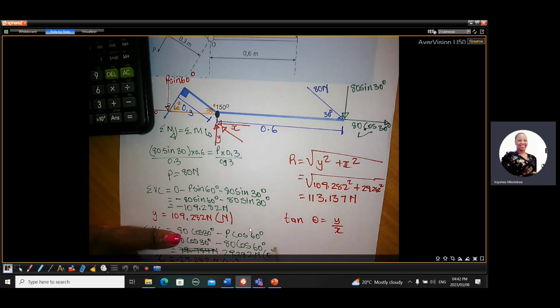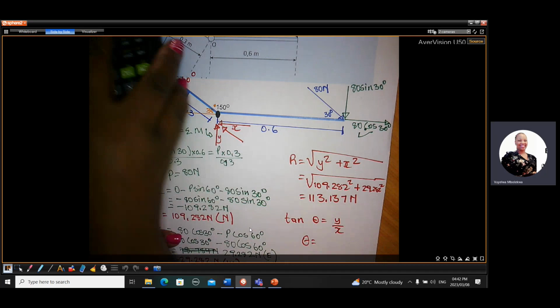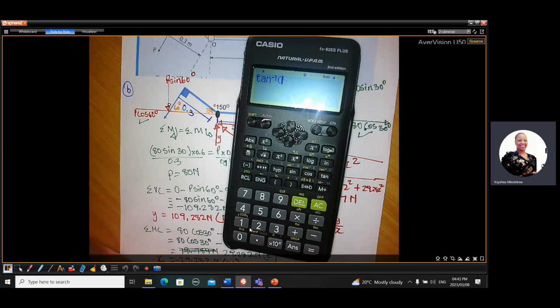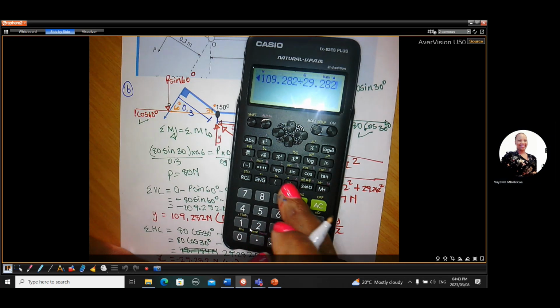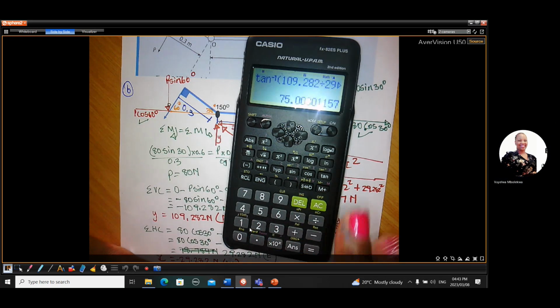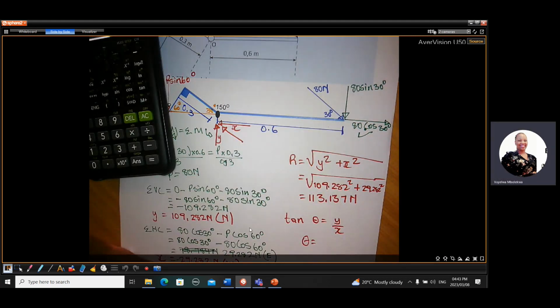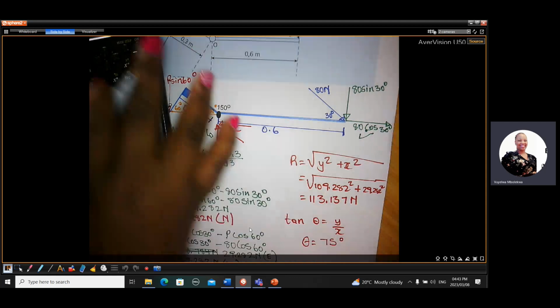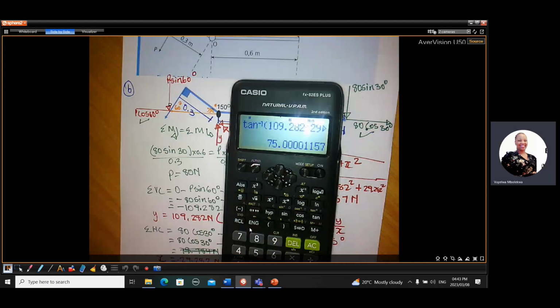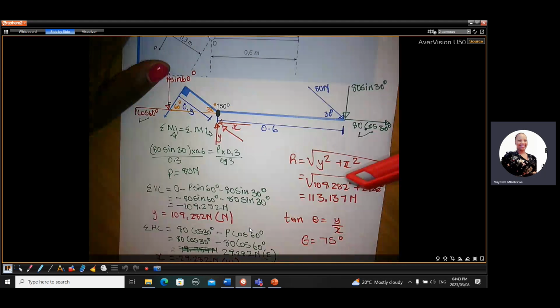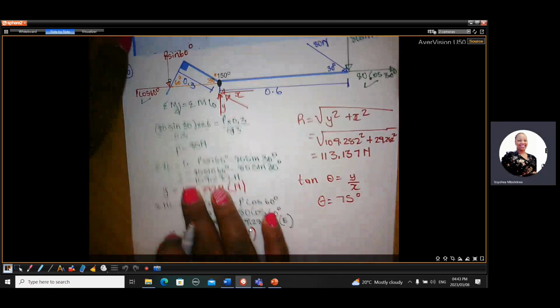So theta will be the inverse tan of the Y force, which is 109.282, over the X force, which is 29.282. It gives us 75 degrees. So it gives us 75 degrees. So that is how you will calculate.